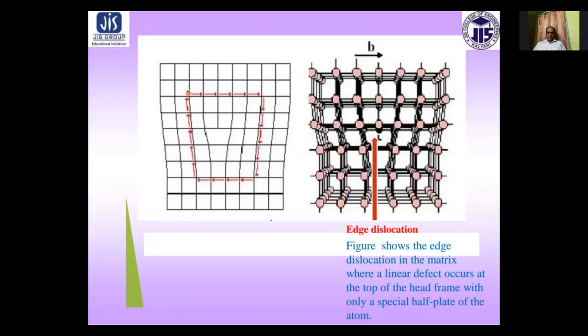This type of line defect is also called a positive dislocation, and it is denoted by the symbol of an inverted T. This extra plane is present in the upper half of the crystal, and if this extra half plane is below the crystal, this is known as a negative dislocation and is denoted by the symbol T.